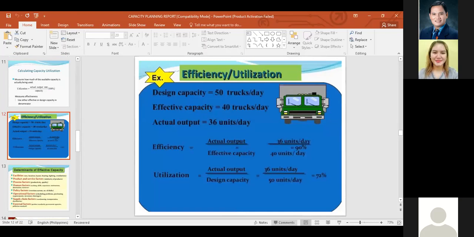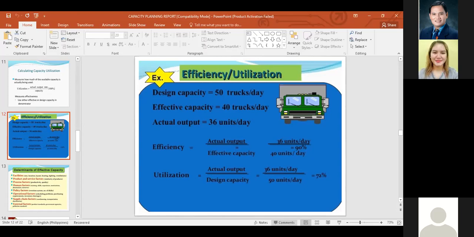So here is an example of the computation. For example, the design capacity is 50 trucks per day, and the effective capacity is 40 trucks per day. And then the actual output is 36 units per day. So for efficiency, we take the actual output, 36 units per day, divided by the effective capacity, 40 trucks per day. So 36 divided by 40 times 100% is equal to 90%. So the efficiency rate of this is 90%.